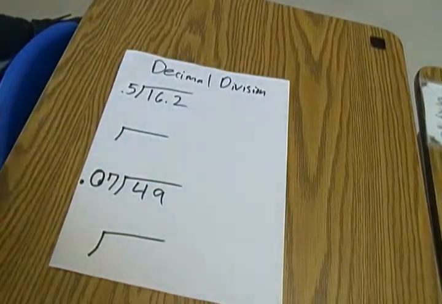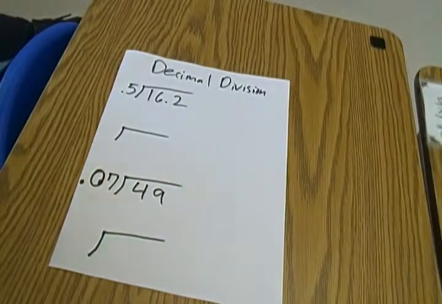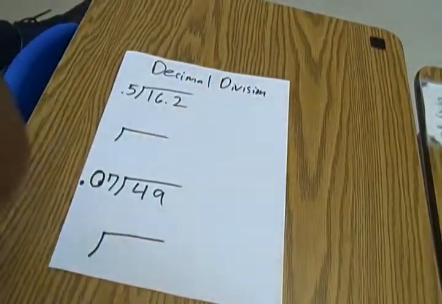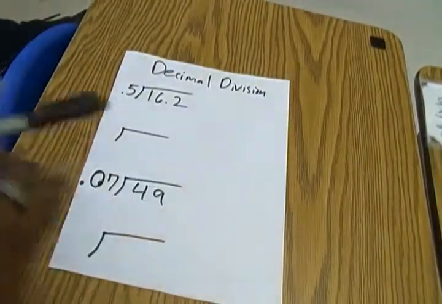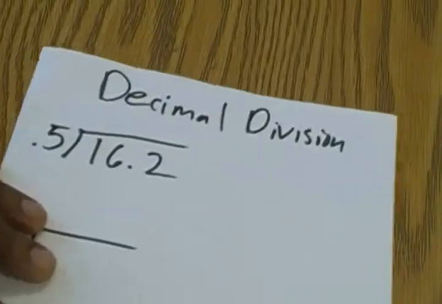Moving on to the second part of this series here, we're going to divide when our divisor is not a power of 10. So in the perfect world, we always have powers of 10, and it would be so easy to solve. But that's not the case.